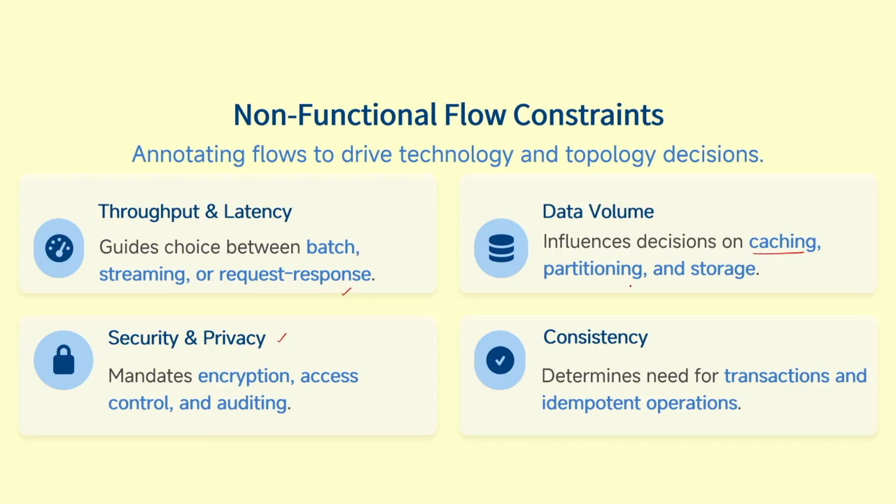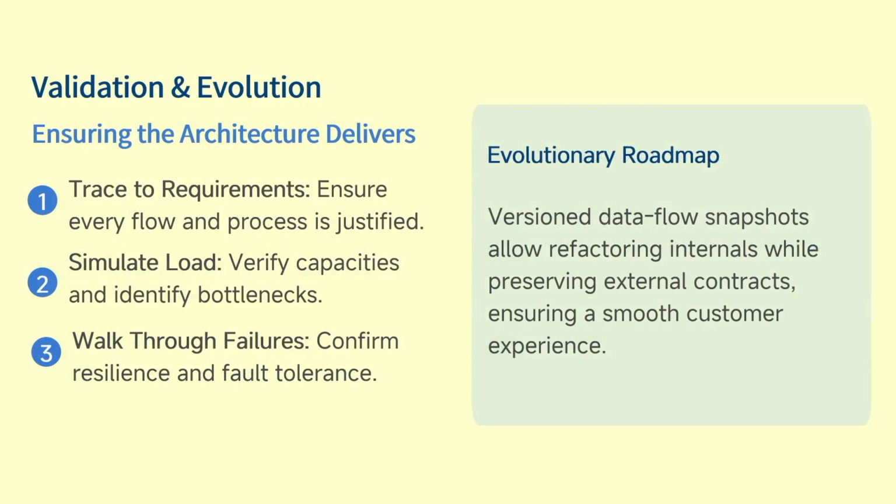And next is consistency. Any transaction, any functionality that has to be taken, should be consistent because it will determine the transactions and idempotent operations. Idempotent, in the sense, it has to be done fully, or if something happens in between, it has to move back to the previous consistent state, 1 or 0. Okay. So, that is very important, followed by the validation and evaluation.